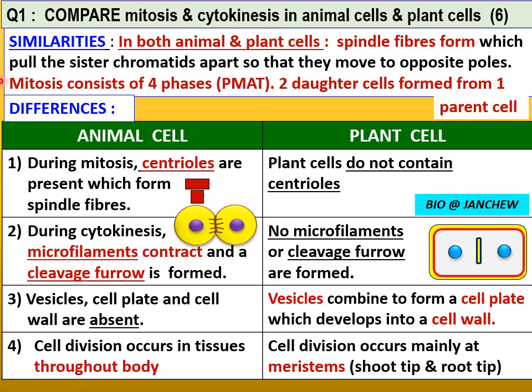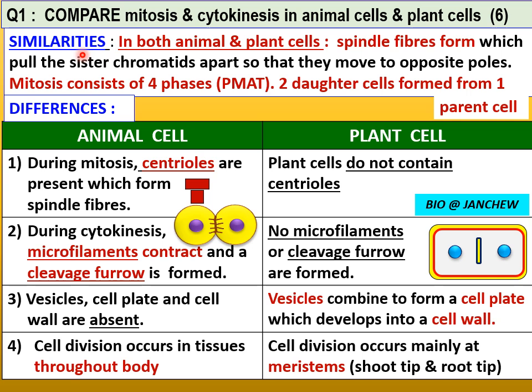Let us discuss this important question, which may come up as a structured question or an essay question. Question 1. Compare mitosis and cytokinesis, or just compare cell division in animal cells and plant cells. Okay, mitosis and cytokinesis, or just simply cell division. So we may be asked to compare these two processes in animal cells and plant cells. 6 marks or 5 marks.